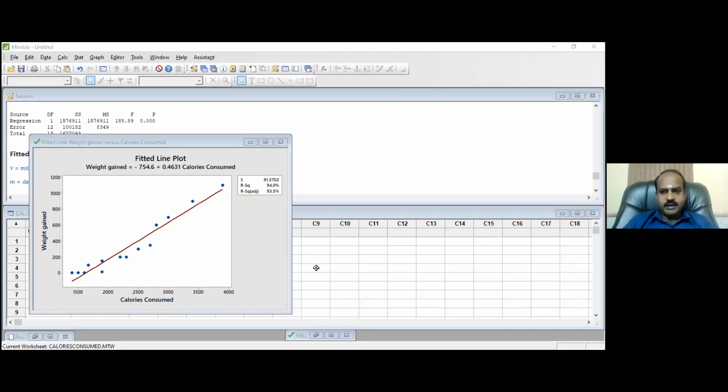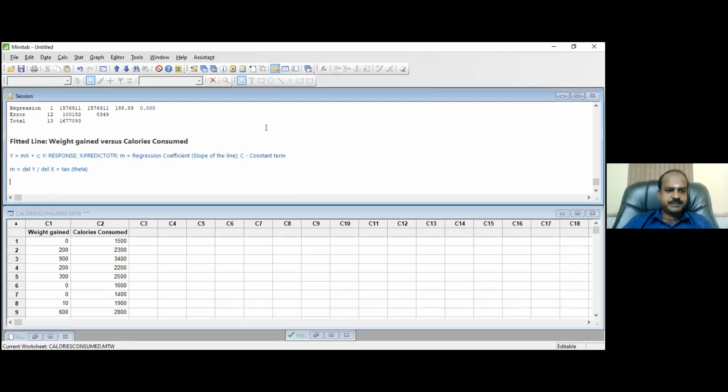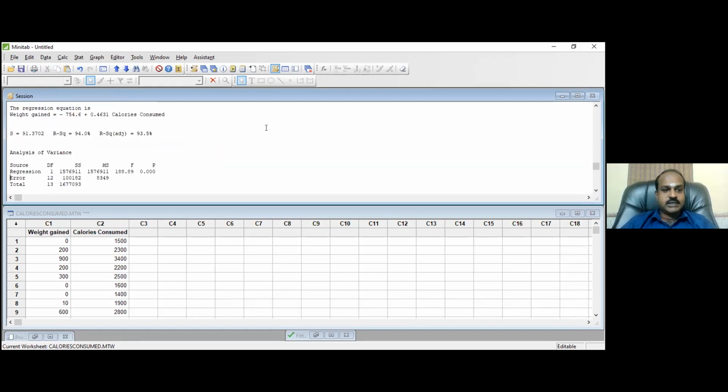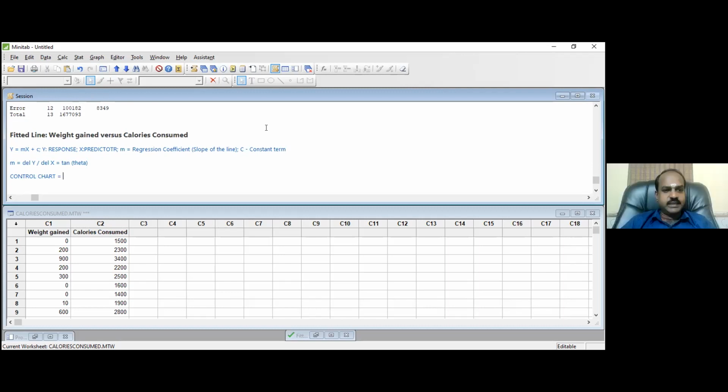the linear regression. And now let me share the screen again to teach you another tool. Now the tool you are going to learn is, what is this tool? Control chart. It is something like the ECG report.